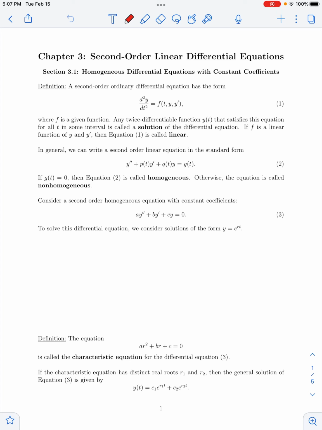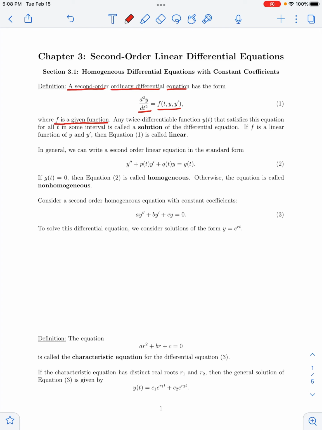First of all, we would define a second-order ordinary differential equation as any equation which can be expressed in the form d2y/dt squared, so the second derivative of y, which is a function of t, is equal to f, some function which depends on t, y, and the first derivative of y. So here the highest order derivative appearing is the second order derivative, hence we have a second order equation. And this function f is some given function.